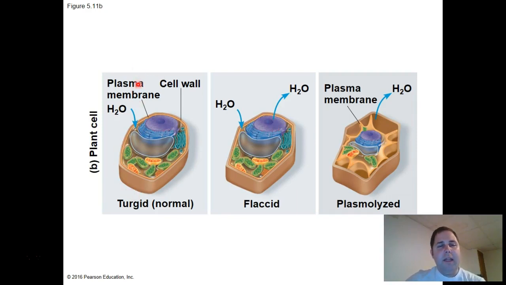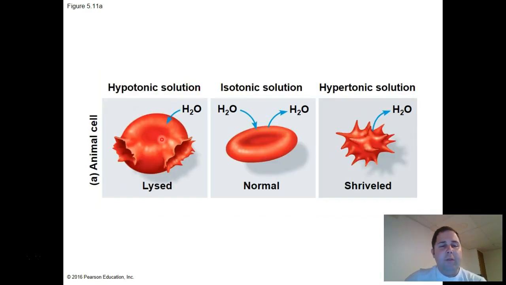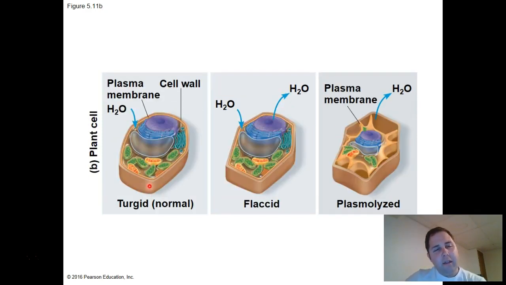This also works in a plant cell, so hypo, iso, and hypertonic. In a hypotonic situation, the cell is going to fill with water just like in an animal cell, but instead of lysing, it's going to actually push against that cell wall, giving this cell turgor pressure, and that's what helps a plant support itself and hold up its stem.